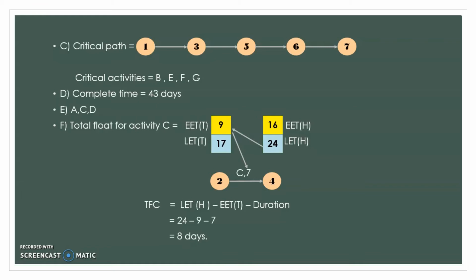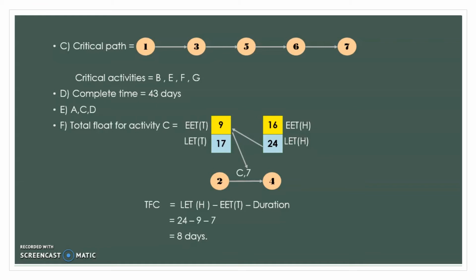Okay, the next question is: determine the shortest time to complete the project. The completion time is the ending of the project. We still refer to the diagram, which is the last node, 7. So the total is 43 days.